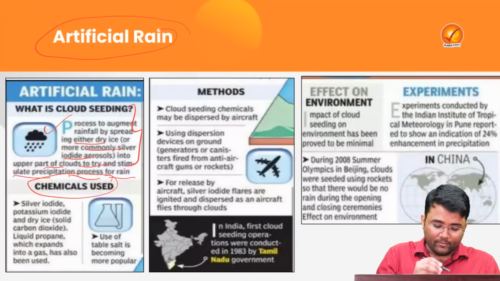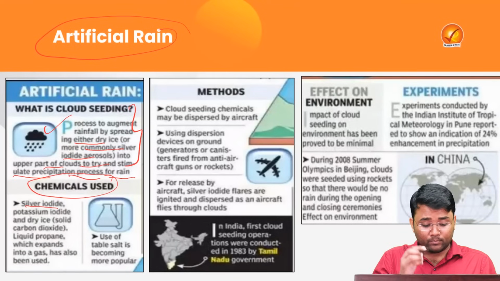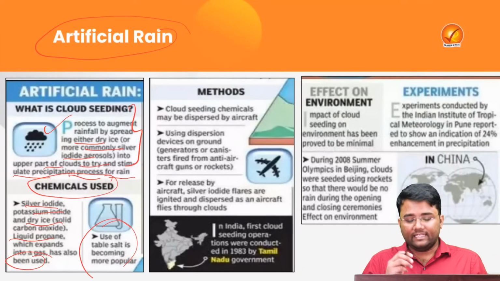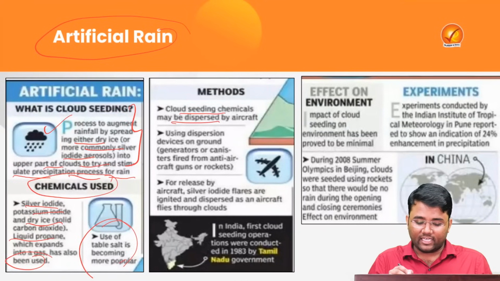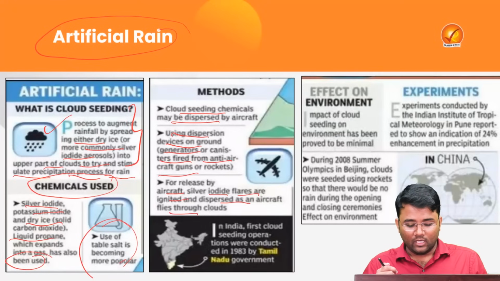Various chemicals used include potassium iodide, silver iodide, dry ice, and liquid propane, which expands into a gas and has also been used. Use of table salt, that is NaCl, is also becoming popular. In the method, cloud seeding chemicals may be dispersed by aircraft, using dispersant devices on the ground, generators, or canisters fired from anti-aircraft guns or rockets. For release by aircraft, silver iodide flares are ignited and dispersed as the aircraft flies through the clouds.